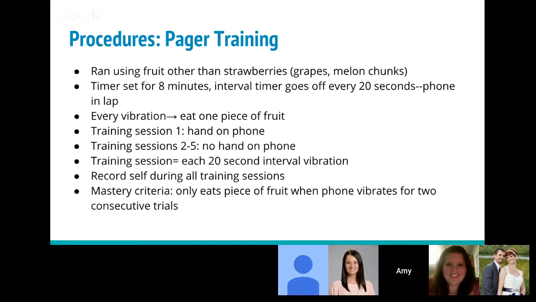In the first training session, the participant kept her hand on the phone to feel the vibration with its full force. And then after the first session, in sessions 2 to 5, the hand was removed from the phone and it was just used on the lap to feel the vibration. A training session counted as each 20-second interval vibration. So one vibration would be session 1, and then the second interval vibration would be session 2, and so on.